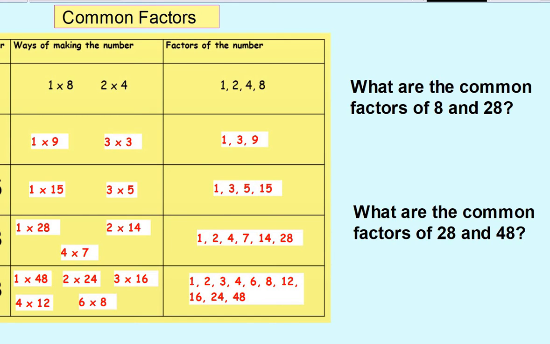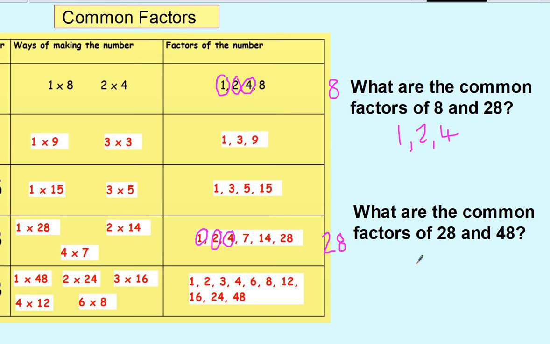So my first question, what are the common factors of 8 and 28? Now if we look, this is 8. And this was 28. The factors of 8 were 1, 2, 4 and 8, and the factors of 28 were 1, 2, 4, 7, 14 and 28. So my common factors, ones that are common to both of those numbers, are 1, 2 and 4 is there as well. So my common factors for those two numbers are 1, 2 and 4.